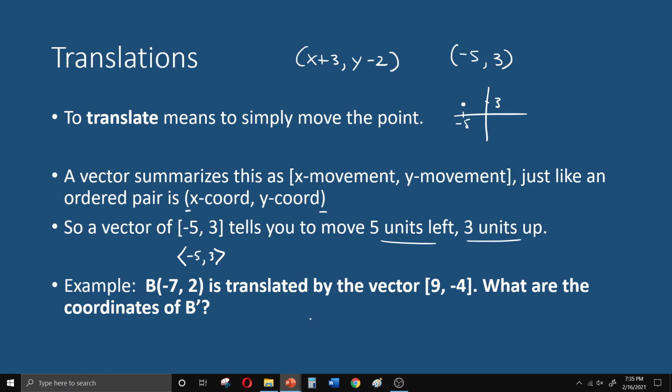If I take a point, this point B, and I translate it by this vector, to find the coordinates of B prime, I simply add or subtract as needed. So moving to the right by 9 is just going to increase the x-coordinate by 9. So that will become 2. And then moving down by 4 is going to decrease the y-coordinate by 4. And again, if this was a quiz or a test, that's all we need to see. No work required. You don't need to explain anything, just simply giving that final answer.